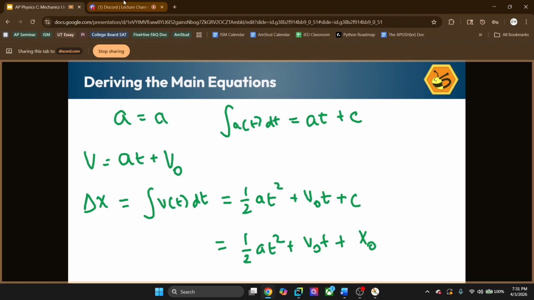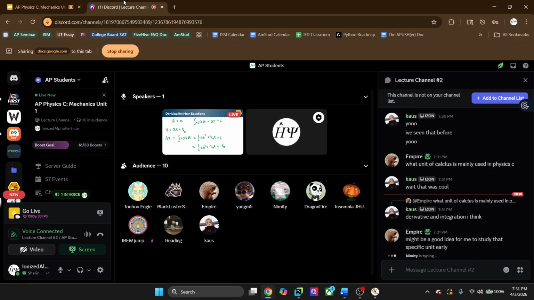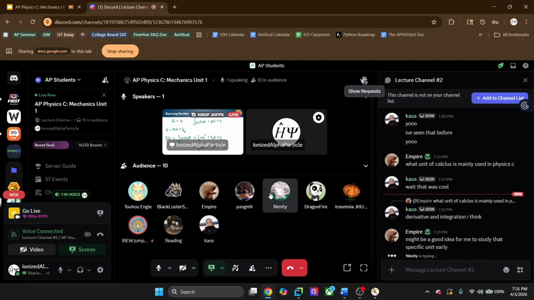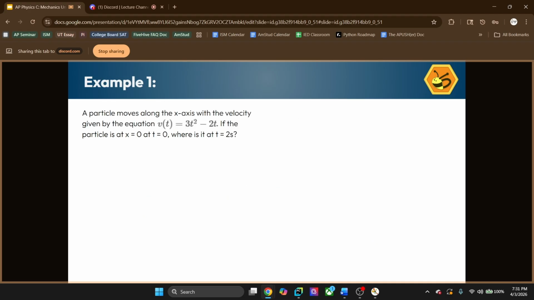It's helpful sometimes. It can give you a deeper understanding of what's happening. This is all on the formula sheet, so you don't really have to derive it, but I think it's cool to see it being derived and understanding where it comes from. But I just want to reiterate, this all hinges on the fact that acceleration is constant. Moving on, let's look at an example.